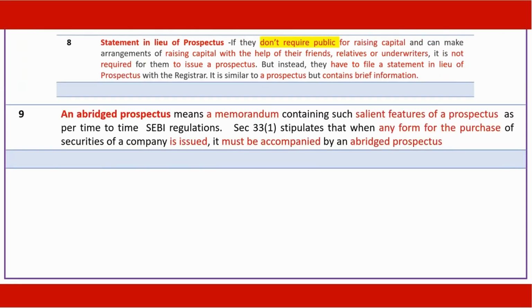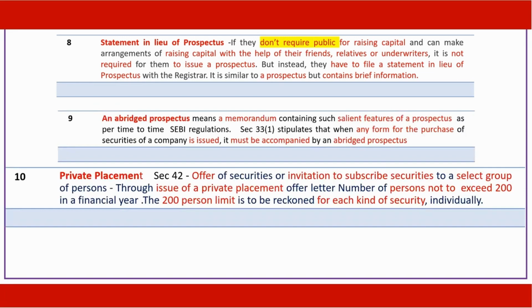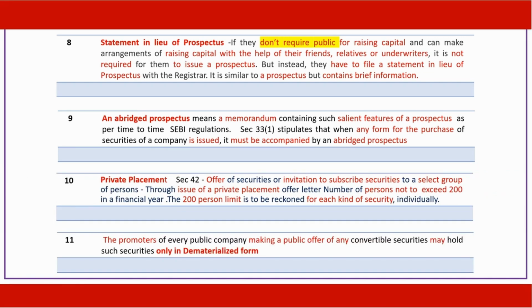An abridged prospectus is a memorandum. It is a summary containing salient features of a prospectus as per SEBI guidelines, and section 33 subsection 1 says that any application form issued for getting subscription from the public must be accompanied by an abridged prospectus. Private placement is an invitation to subscribe to securities made to a select group of people. Whenever the promoters make a public offer, the shares are to be held in dematerialized form.